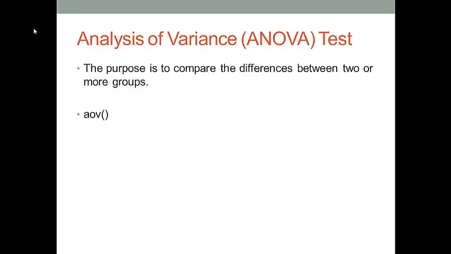Next, I want to introduce a very important concept, the analysis of variance tests, to everyone. The purpose of this test is to compare the differences between two or more groups. We use the AOV function in R to perform this test. In practice, the analysis of variance is usually called the ANOVA test. This is the short name for analysis of variance test, ANOVA test.